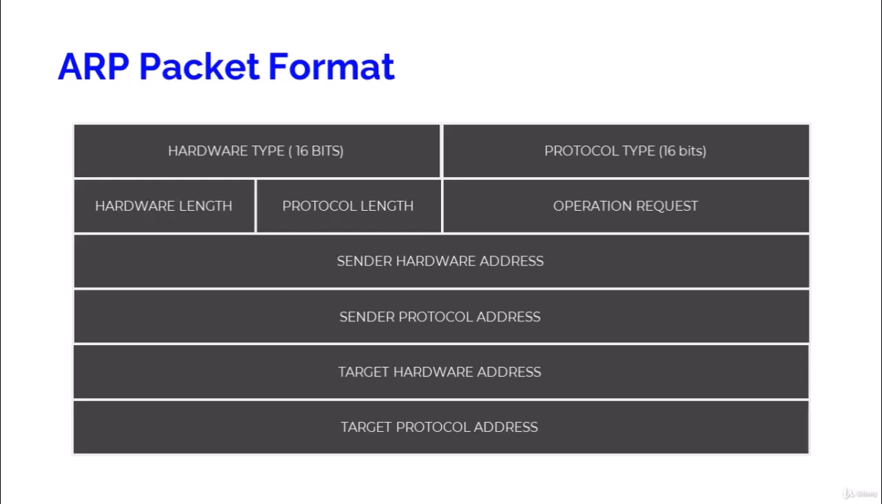Protocol size or protocol length. It represents the length of the IPv4 logical address in bytes. Then operation request. It specifies the nature of the ARP message. Then sender hardware address or sender MAC address, the layer 2 address of the device sending the message. Then sender IP address, the protocol address in IPv4 of the device sending that message. Target hardware address is nothing but the layer 2 address of the receiver. And target protocol address, that is the target IP address, is the protocol address of the intended receiver.